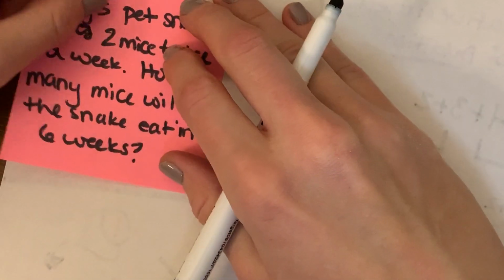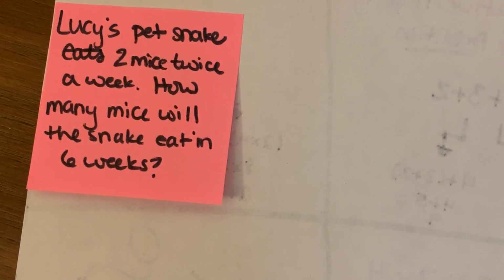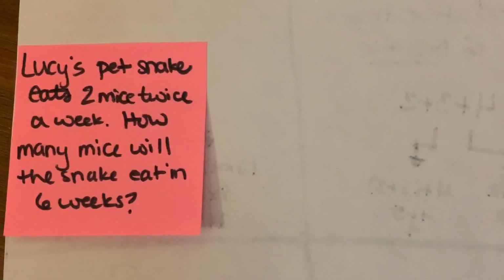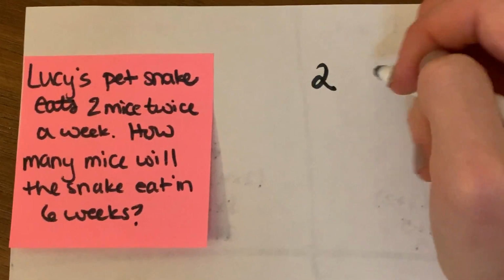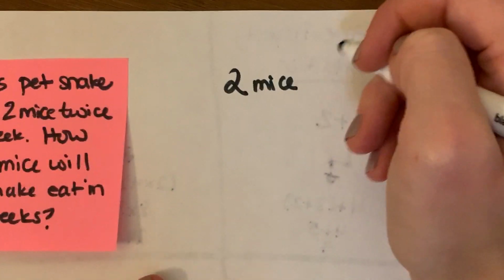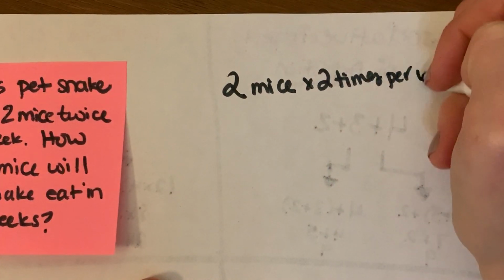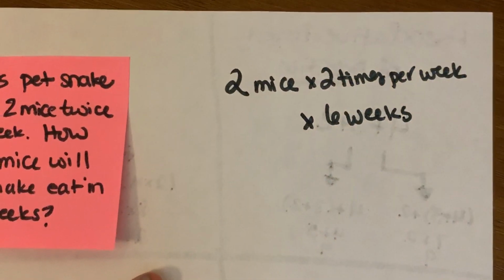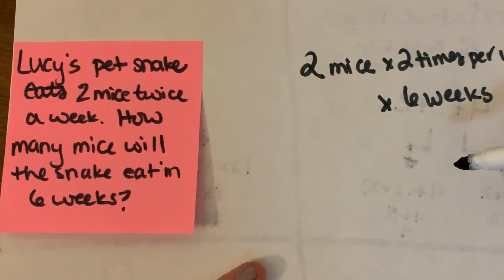One more problem we're going to look at is this one. It says, Lucy's pet snake eats 2 mice twice a week. How many mice will the snake eat in 6 weeks? So we've got our whole week, and so 2 mice times 2 times per week times 6 weeks.